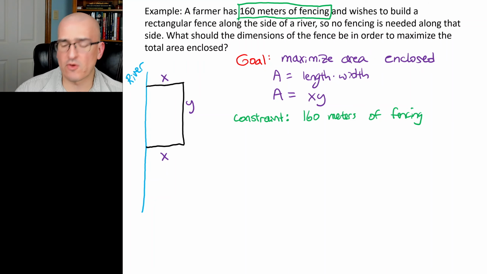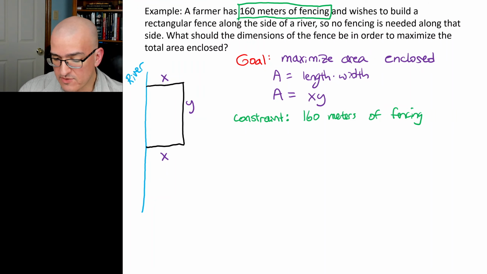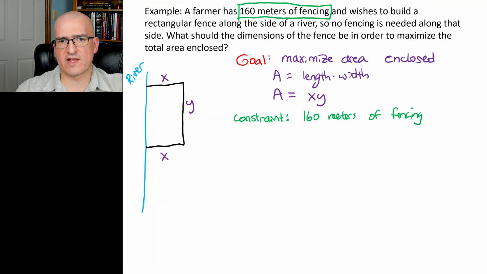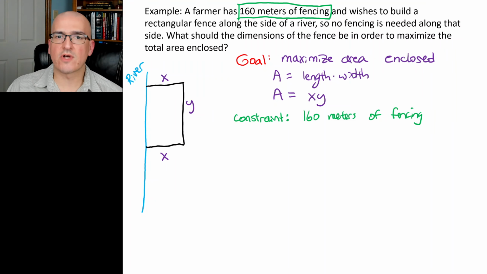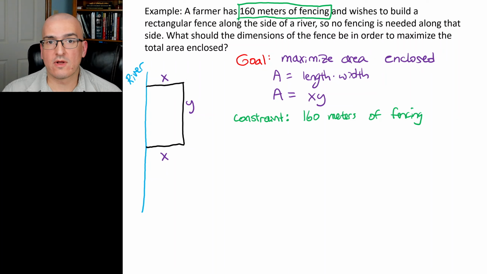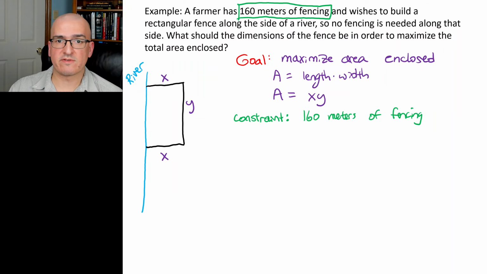How do we build it in though? Well, 160 meters of fencing, we have to make an assumption that it's best to use all of it. So like don't use 150 and just have 10 off to the side and be like, yeah, I don't need that, I can maximize without it. You're going to use all of it. Now, you're going to use it by building the fence along all those three sides.